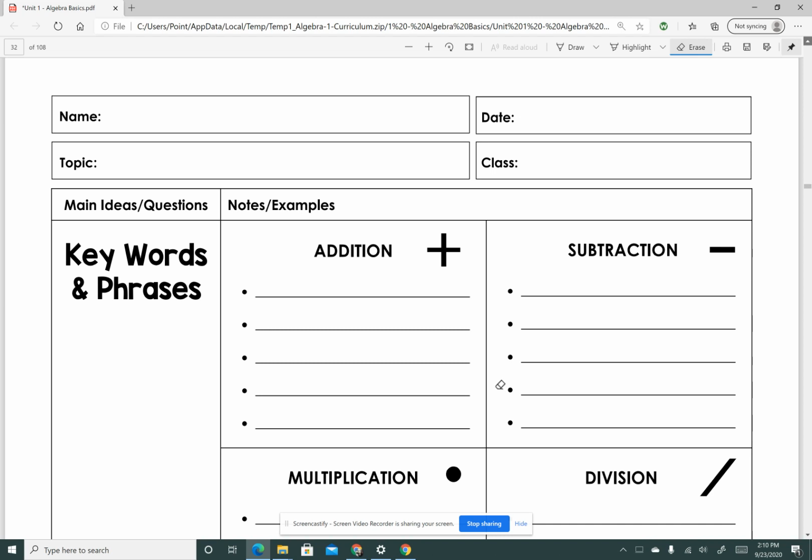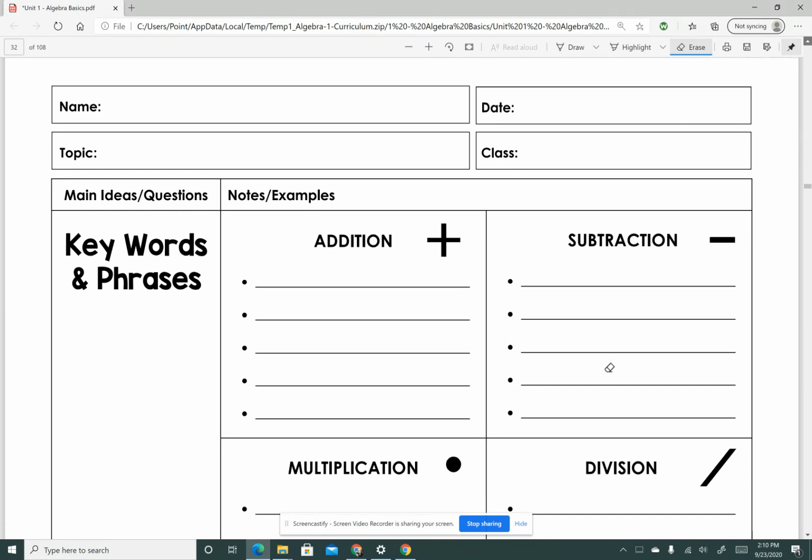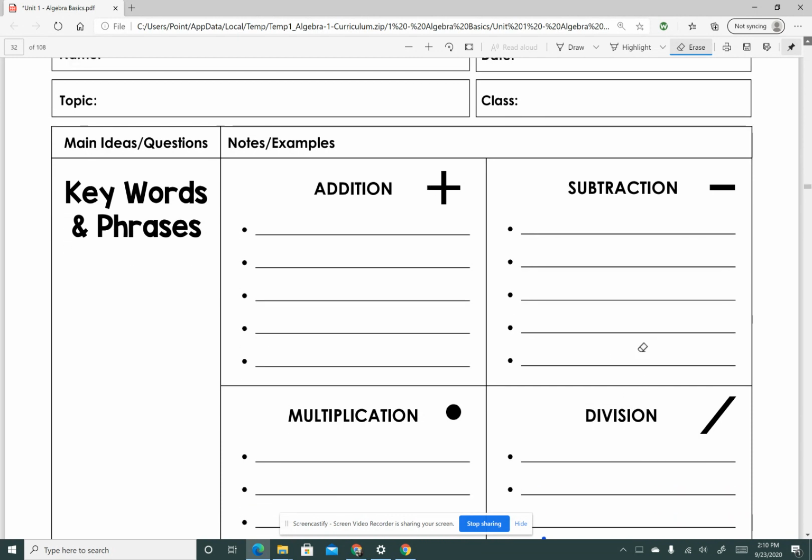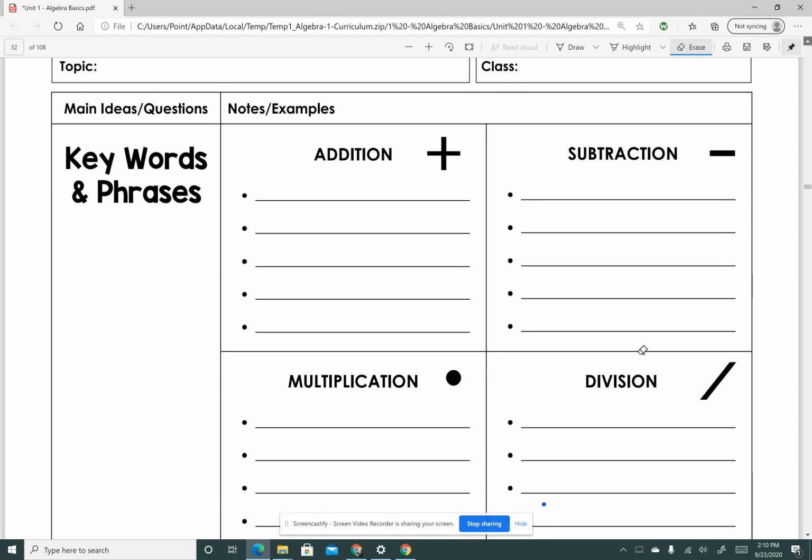Hi students, and welcome to our lesson about keywords and phrases that we use translating things to algebra. So let's get started and get this page lined up for you.